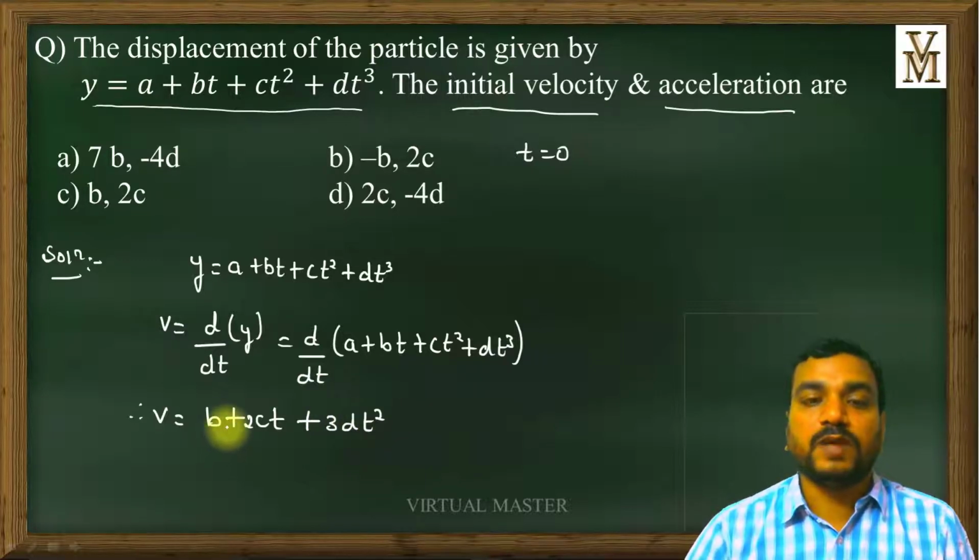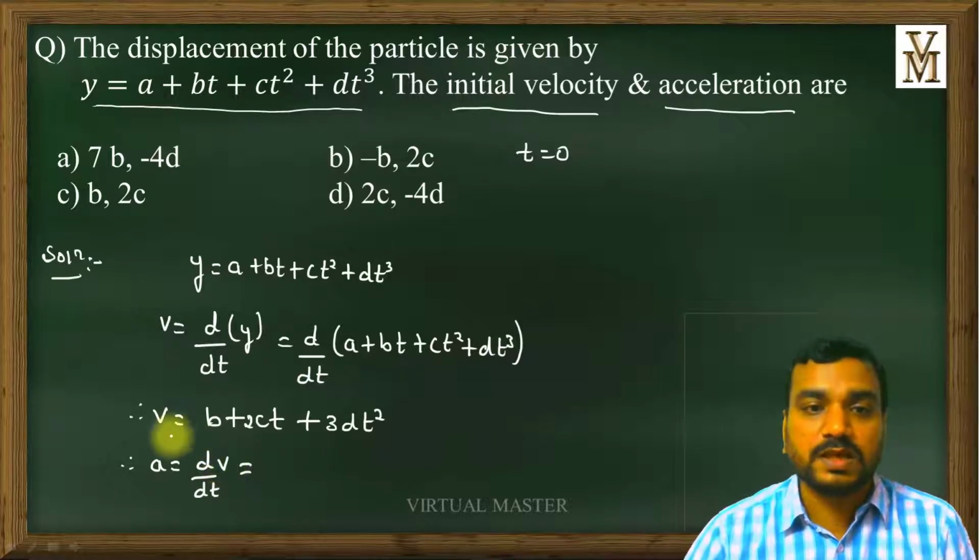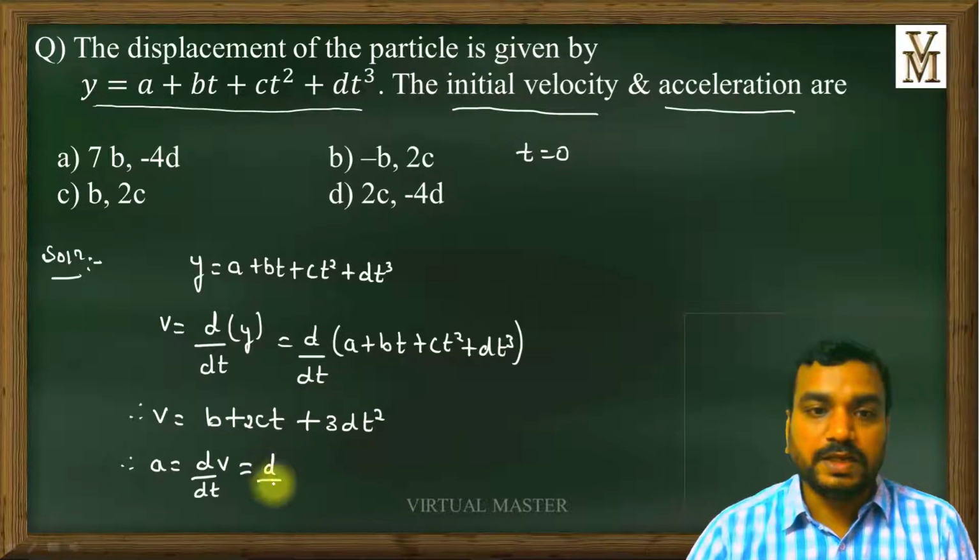Now we have to find the acceleration, and acceleration or instantaneous acceleration will be equals to differentiation of velocity, right? Differentiation of velocity dv by dt. Now what is velocity? The equation of the velocity just now we have found out, right? And it will be equals to d by dt of b plus 2ct plus 3 into dt square.